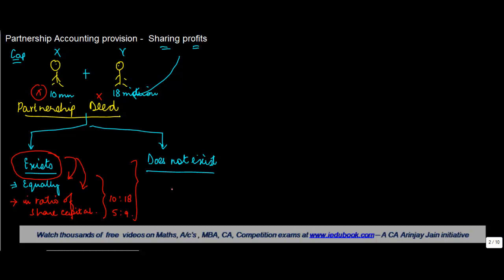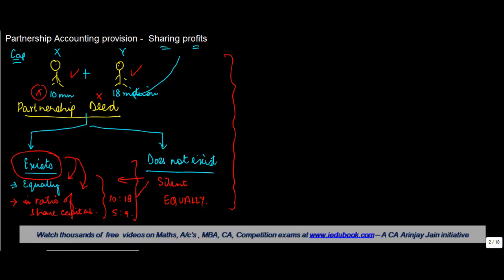But the nutshell provision is that if the partnership deed exists, then it has to be in terms of the relevant provision. If the partnership deed does not exist, or if it is silent in the sense that it does not provide either of these two, then the profits have to be shared equally. So whatever are the profits or whatever are the losses, they have to be shared equally between the partners, right?